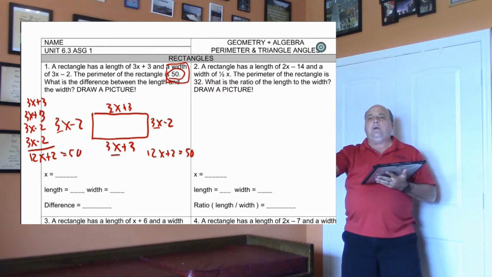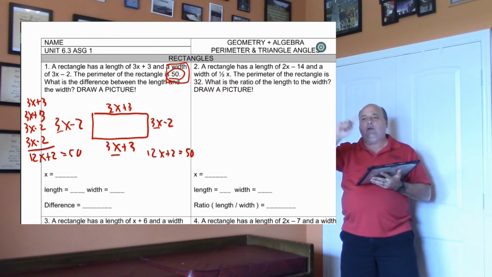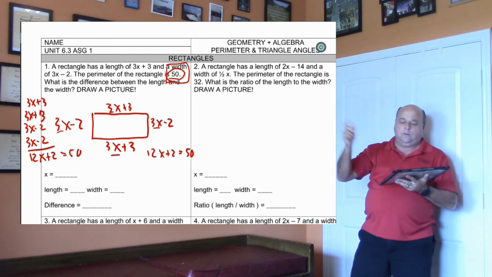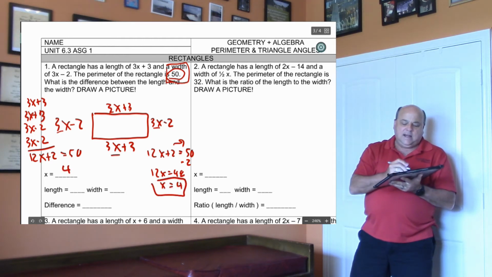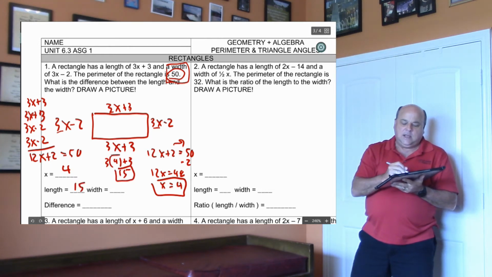Okay? So add up all those edges. Remember, the length and the width count twice on a rectangle. So right here, I would move over the 2. I would get 12x equals 48, and then x would equal 4, wouldn't it? Now then, if I plug 4 into here, I'm going to get 15 for my length. And if I put 4 right here, I'm going to get 10 for my width.